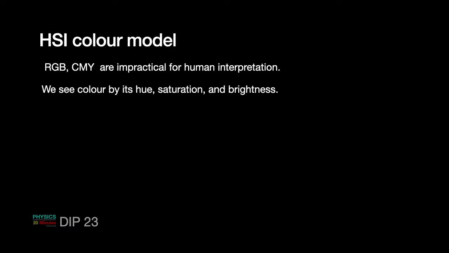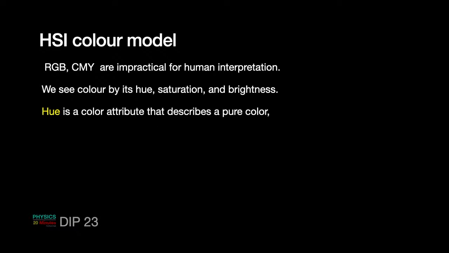So we don't perceive colors as RGB or as CMY. That is not in our capacity. In our capacity, we see colors differently. How do we see colors? We see colors in terms of hue, saturation, and brightness.